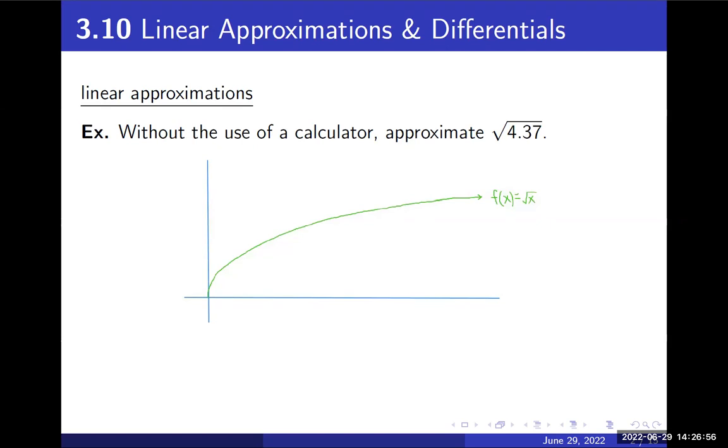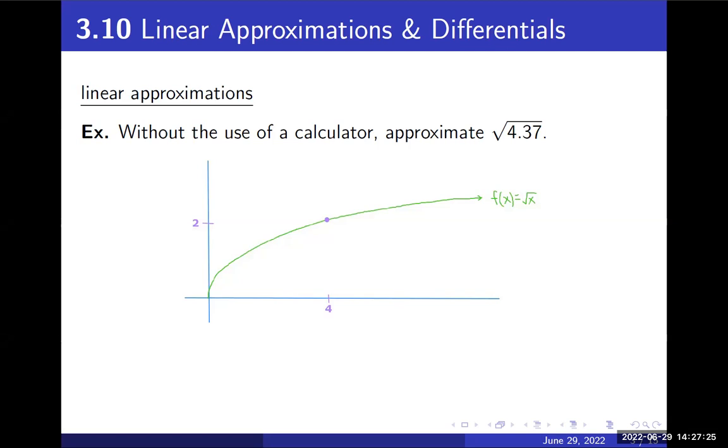And here's what we're going to do. We're going to identify a point that's kind of close to the value that we want. So I'm going to take x equals 4, because that's kind of close to 4.37. And the advantage of 4 is I can easily find its y value on the curve. All right, the square root of 4, the y value there is 2.